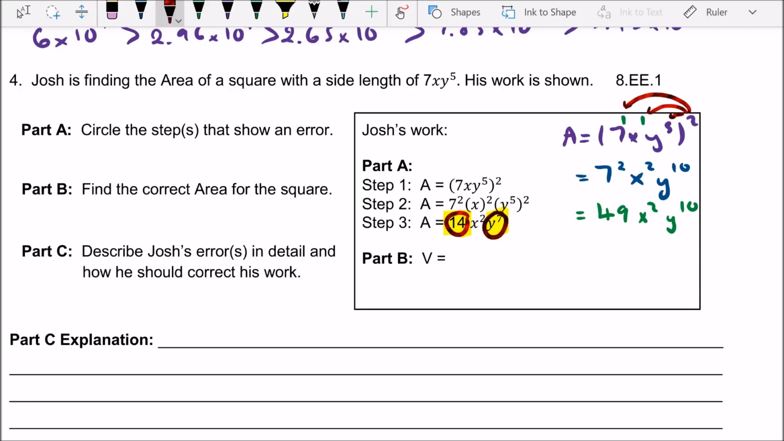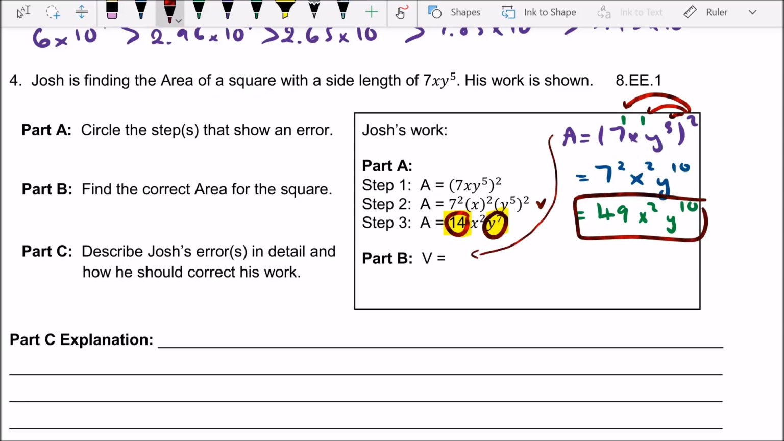Let's see, the second line is okay. It's y to the 5th power raised to the 2nd power. I see what he's doing; he's going to get y to the 10 eventually. So the second step is also good. So the first, second, and third steps are fine, and just the last step is the problem. Alright, part B, find the correct answer for the square. They ask you to solve it eventually. Since we already did this, we just bring down all the steps right here to part B.